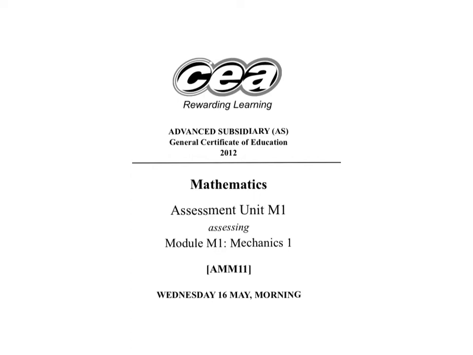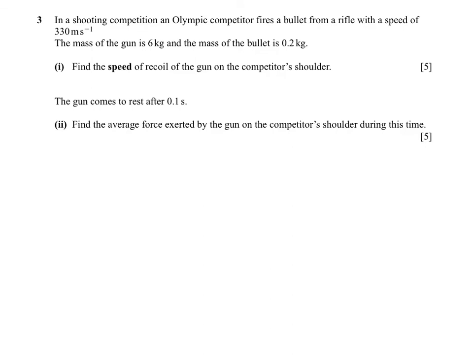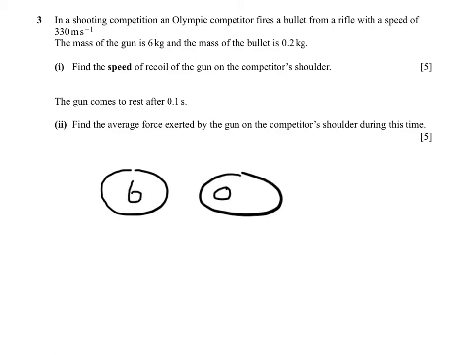M1, May 2012, question 3. This is a momentum question, so I'm going to start with a quick sketch to show the gun of mass 6 kilograms and the bullet of mass 0.2 kilograms. Before the shot is fired, both the gun and the bullet are stationary.